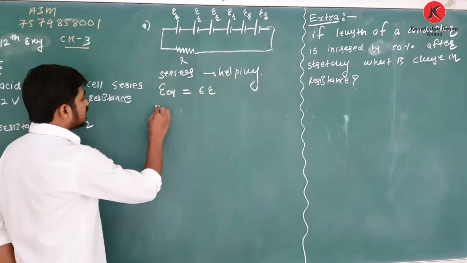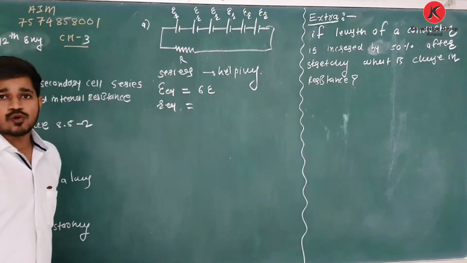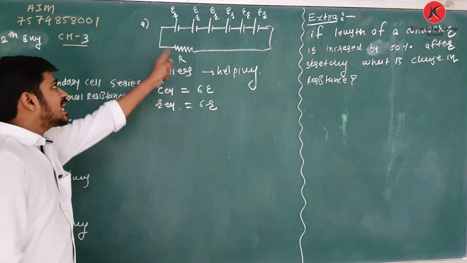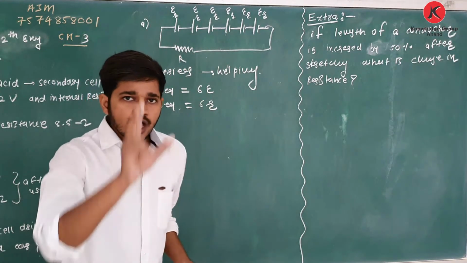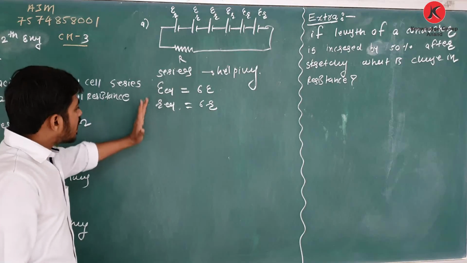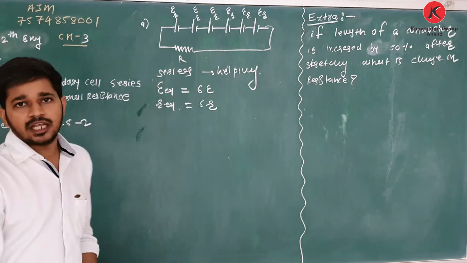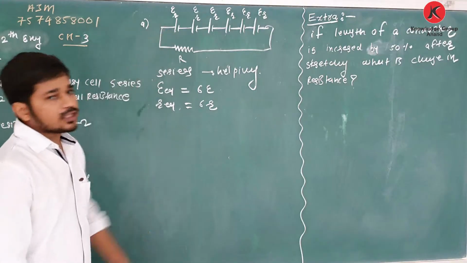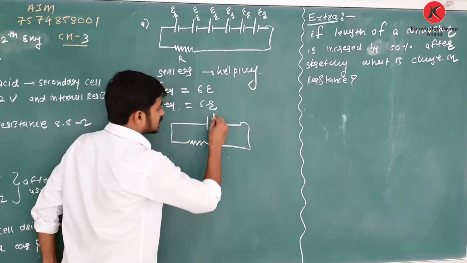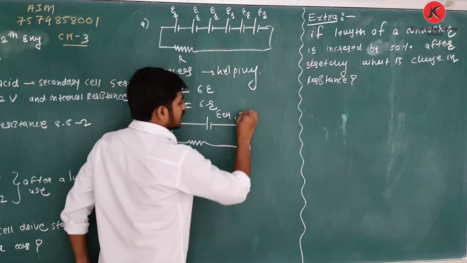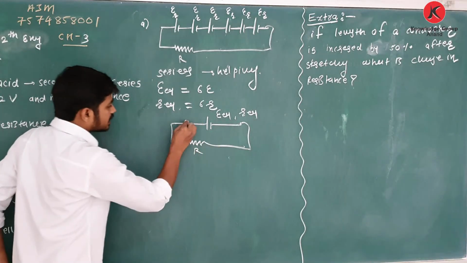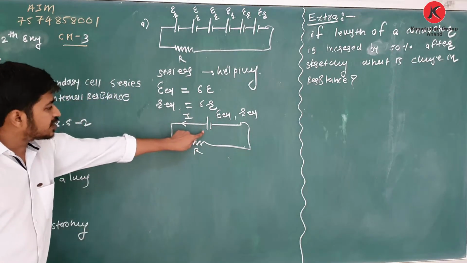What about equivalent internal resistance? R equivalent is equal to 6R, because each cell has the same internal resistance. So for this series connection, first find the equivalent EMF and the equivalent internal resistance. Now you can redraw the figure: one cell with EMF E equivalent, internal resistance R equivalent, and external resistance R. Let the current flowing from the positive terminal of the cell be I.